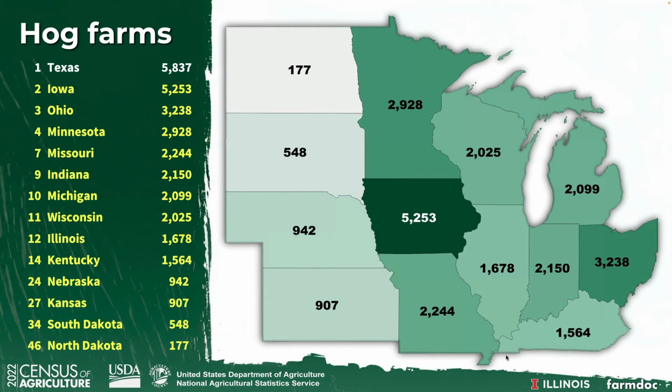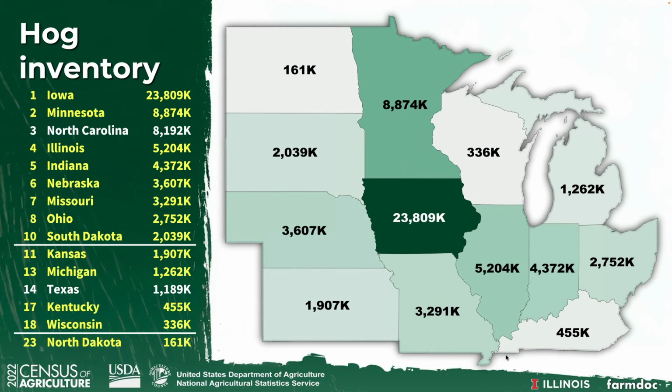All right, here's hog farms. And the Texas number is interesting. Texas is not really big in hog inventory, but they're big in the show pig world. A lot of FFA and 4-H farms, or people on the farm with a 4-H project. So they've got more farms with at least one hog than any state in the country. But in terms of total inventory of hogs and pigs, no, it's Iowa, and it's Iowa by a long shot. There we go. Nearly 24 million pigs in Iowa.